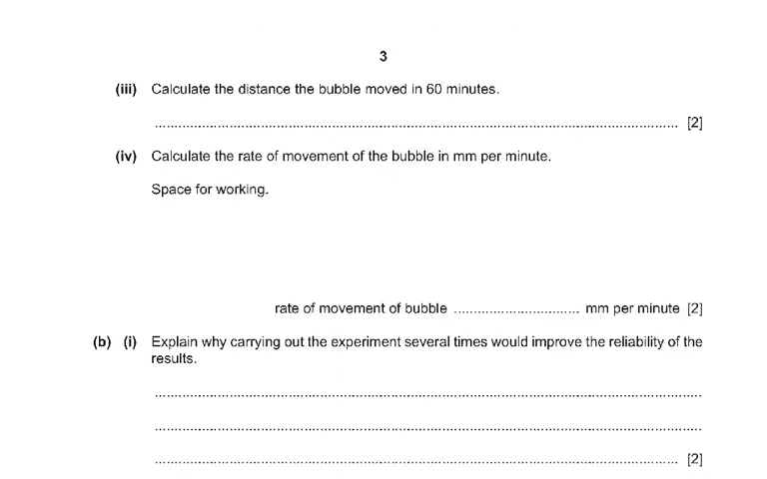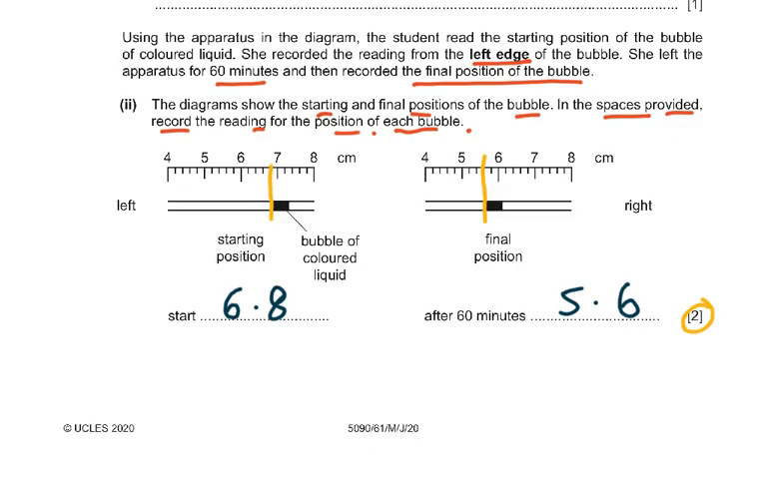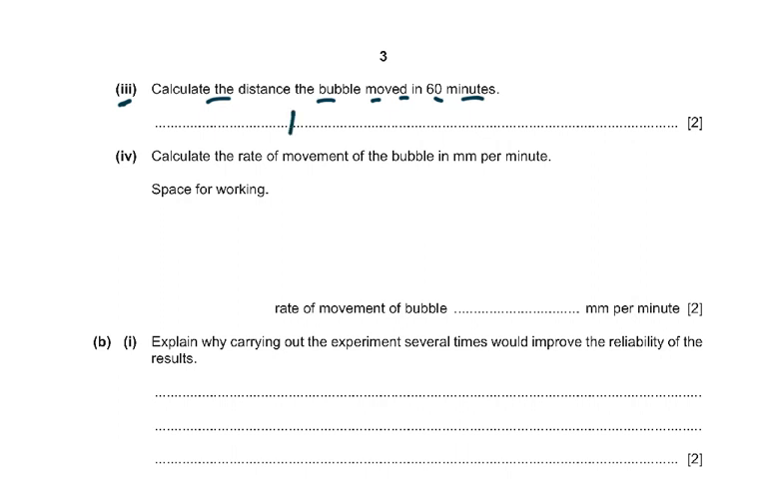Then coming to part 3, it said calculate the distance the bubble moved in 60 minutes. So that was easy because you had to just minus this, 6.8 minus 5.6, and this was 1.2. But look at the 2 marks. What is the 2 marks? One is for the unit. Now it is so sad if you didn't write the unit and you missed this 1 mark. So 1.2 is 1 mark and centimeter is the second mark.